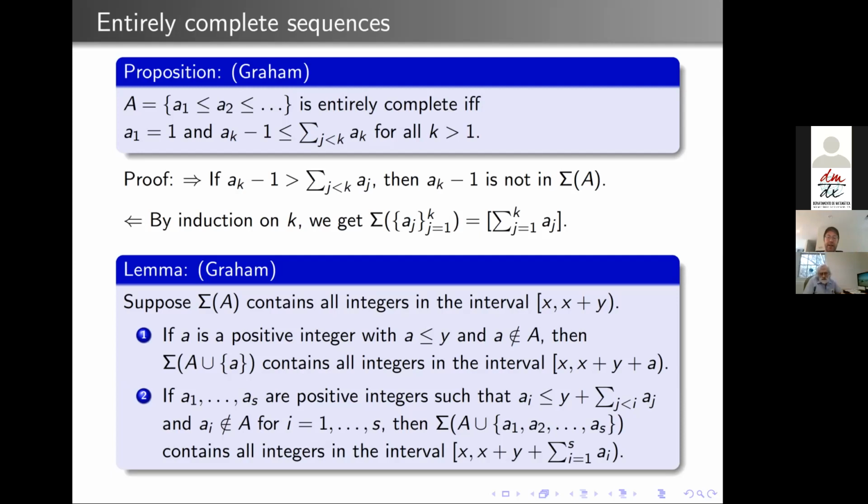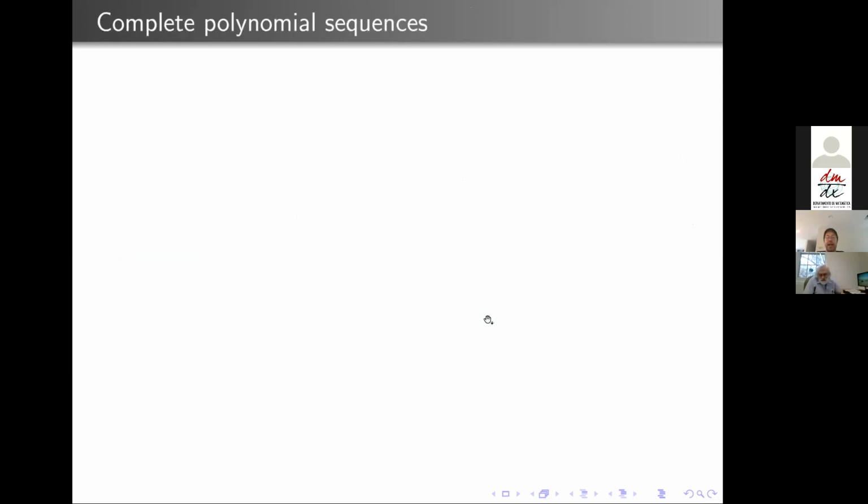So instead of doing it with one element, you could do this if you have s positive integers and a_i is less than or equal to y plus the sum of the a_j's where j is less than i. Then you can grow the interval from x to x plus y all the way up to from x to x plus y plus the sum of the a_i's. This is a helpful tool in proving sequences complete, but you need a starting point where you have some long enough interval to start with that you can continue. Okay, great. So that's some useful things around entirely complete.